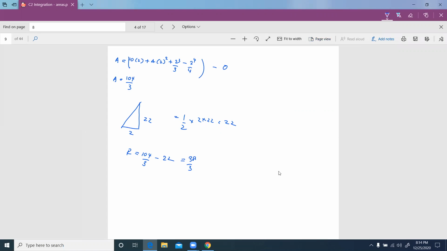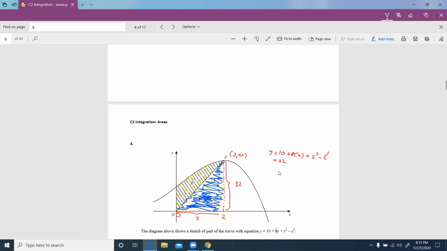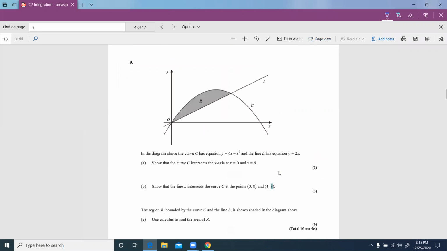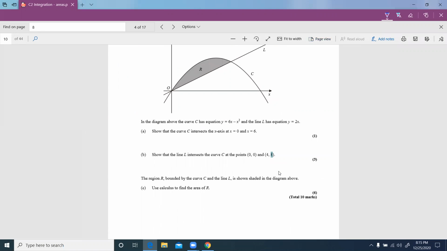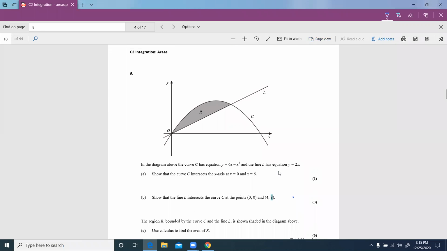Then if you turn to the next question. If you come up with this question, it says, in this diagram, the curve has an equation y equals 6x minus x squared. That's a curve. And the line y equals 2x.